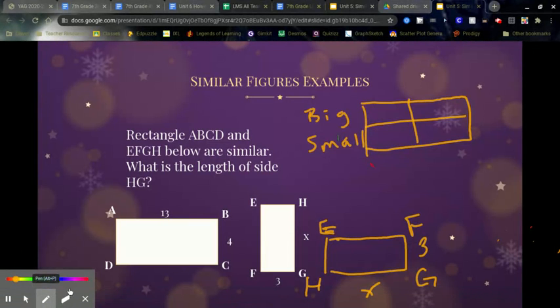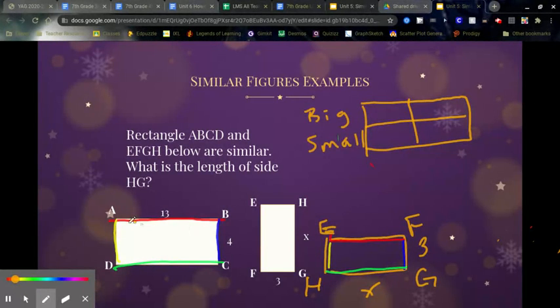And then let's color code. The top is red after we've drawn it. The right side is blue after we've redrawn it. The bottom is green after we've redrawn it. And the left side is yellow. Okay, so let's look at this.